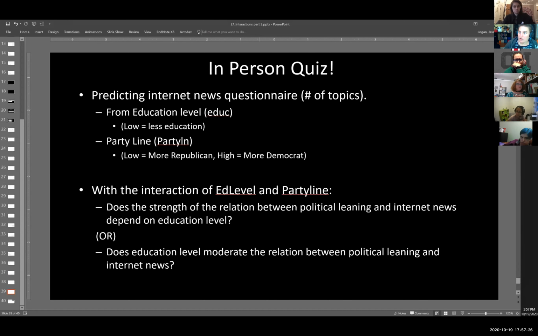I don't know if you remember this example of the Internet News Questionnaire, which is the number of topics people get their news about from the internet online. And I'm predicting it from education level. Low is less education and high is more education. And I'm predicting it from party line. Low is more Republican and high is more Democrat. And I'm going to include the interaction between education and party line, which lets us ask, does education level moderate the relation between political leaning and internet news?